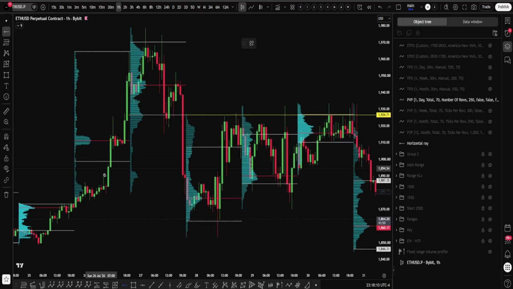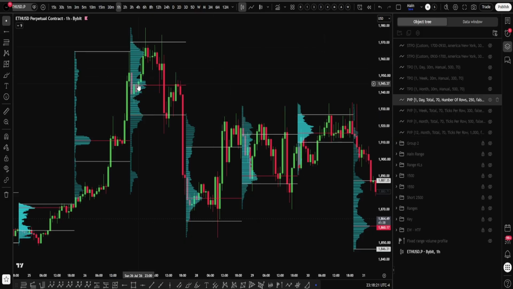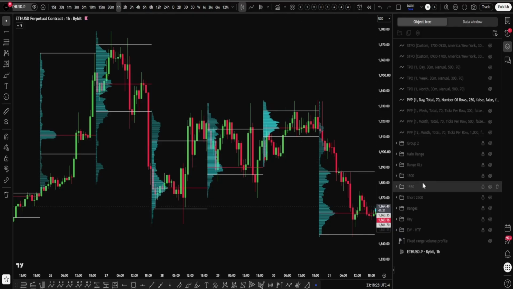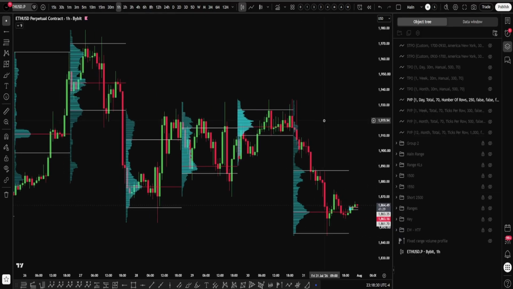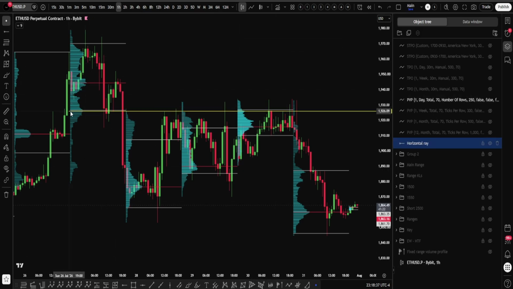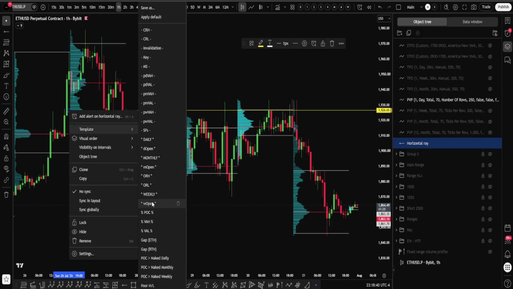You mean Sunday's levels were being touched by Monday's profile, or what do you mean? No, what I'm trying to say is, let's say the first profile made of the week, this one. The previous value low was touched, I mean, it was touched on every single profile, but would that still be a key level or no?